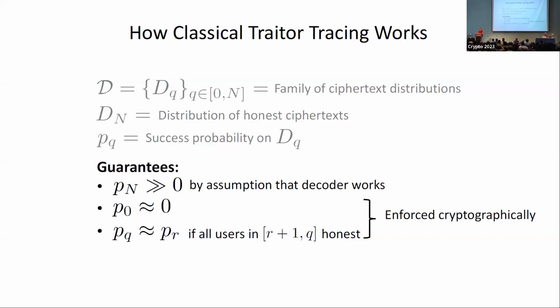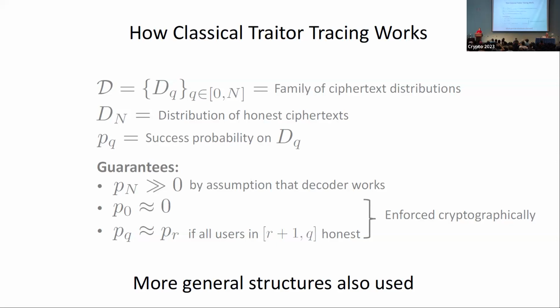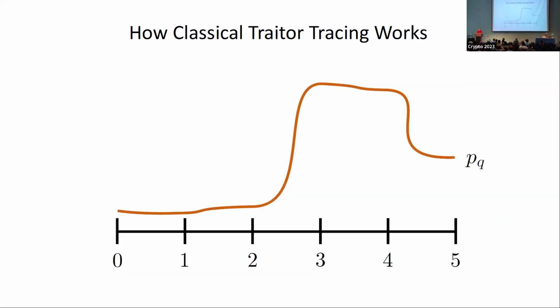The guarantees we have: by the assumption that the decoder works, we know on honestly generated ciphertext the success probability must be high, so P sub n is much greater than 0. And then we have some cryptographically enforced properties, namely that P sub 0 is always close to 0. And also P sub q and P sub r, the success probabilities on two different distributions, must be close if there is no user index between the subscripts on those P's. There's also more general tracing structures used, such as with fingerprinting code-based traitor tracing. But for the purposes of this talk, we'll focus on the structure described in this slide.